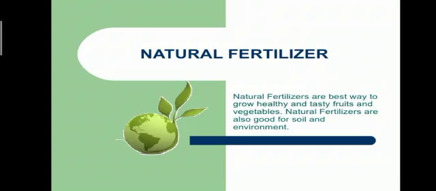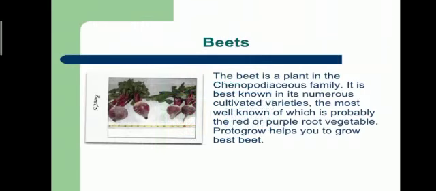This was all about manufacturing of urea. Radishes and beets are examples of natural fertilizers. Beet is a plant in the Chenopodiaceae family. It is best known in its numerous cultivated varieties, the most well known of which is probably the red or purple root vegetable.